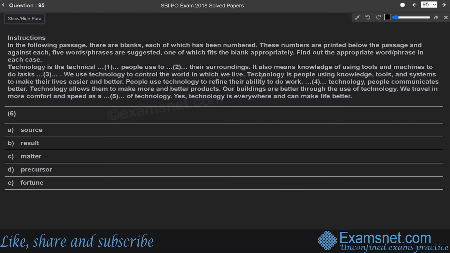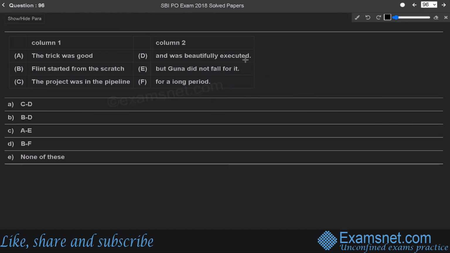Fifth part is we travel in more comfort and speed as a blank of technology. So the word result will suit this blank. So the sentence become we travel in more comfort and speed as a result of technology. So we can say that the correct option here is option number B, which is result.